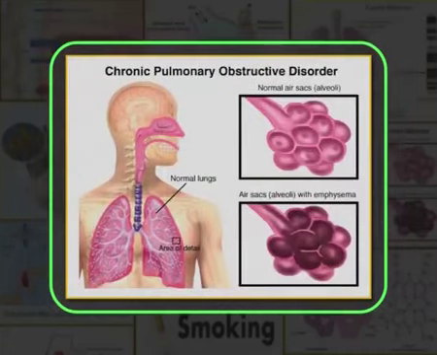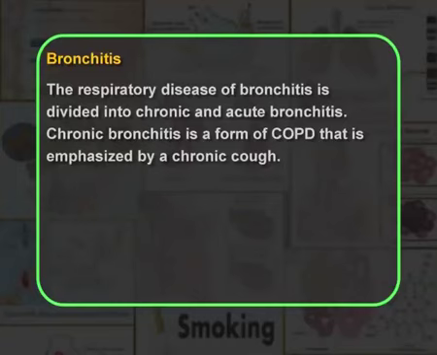So, this is COPD, the structure of the alveoli, the normal alveoli and a person suffering from emphysema. Now, this respiratory disease is caused by smoking, genetics and environmental factors like pollution. Then we come to bronchitis. It is a respiratory disease which is divided into chronic and acute bronchitis.